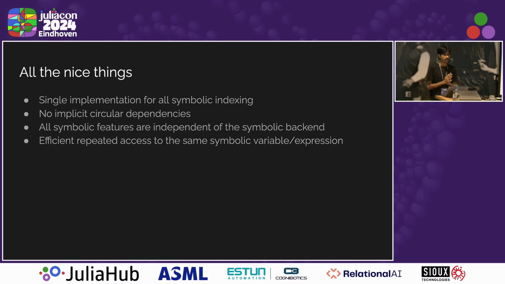And another really cool thing is that the symbolic indexing features are independent of the symbolic backend. So if you have your own mini DSL that doesn't even use symbols or Symbolics.jl, if you implement this interface, everything just works. It'll know how to handle your expressions. And of course, the advantage of having cached getters and cached setters is that you can efficiently access the same symbolic quantity multiple times and get the same result without paying the index lookup cost.